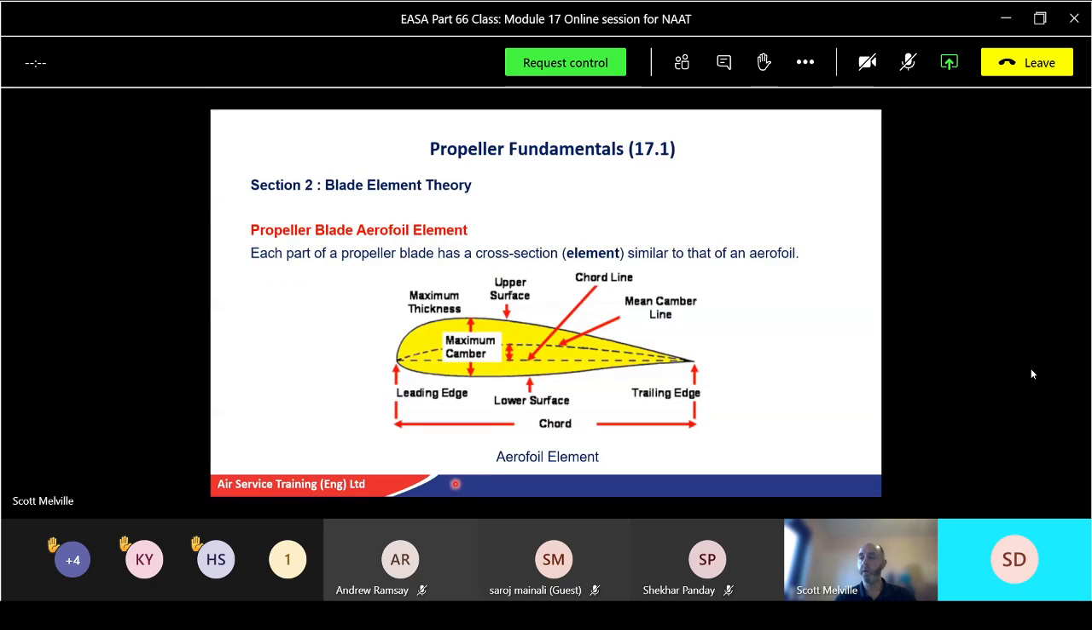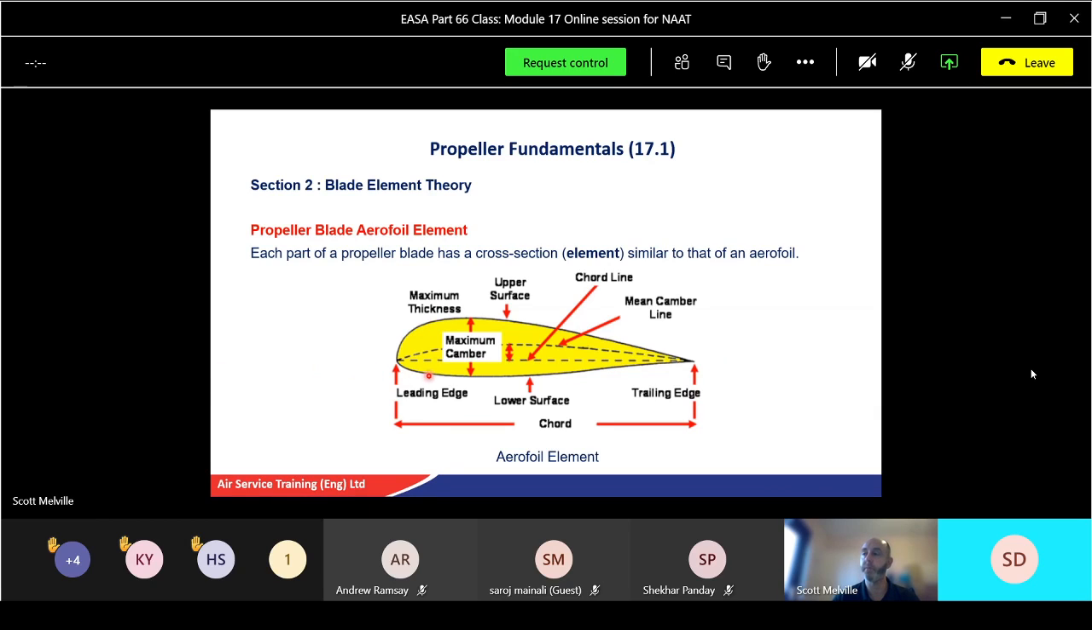Okay, this one, you hopefully remember from your aerodynamics module, just to recap some of the terminology. Just like an airfoil, a propeller is an airfoil, so it's pretty much got the same parts as an airfoil would have on your wing. Each part of the propeller blade has a cross-section element, very similar. So again, we'll start here. We're at the front or the leading edge of the airfoil, and obviously at the back will be your trailing edge.